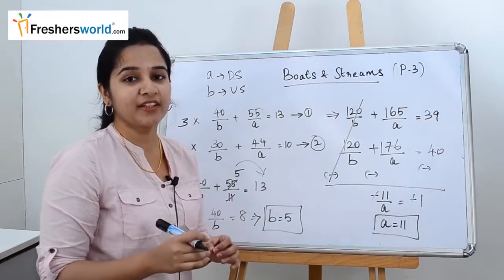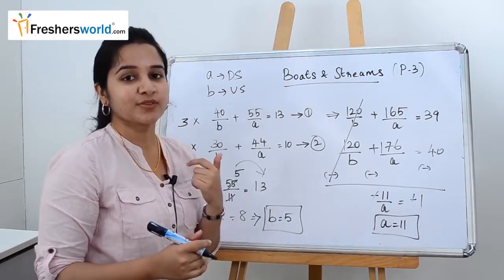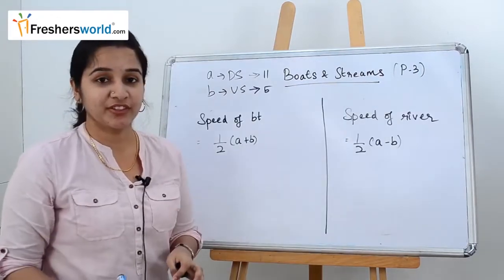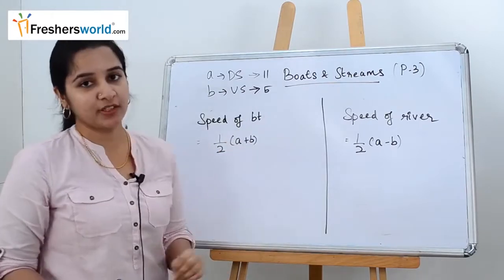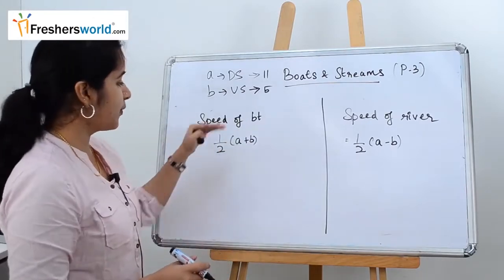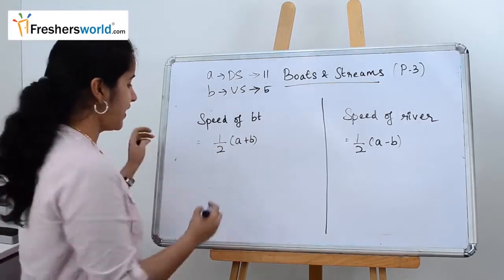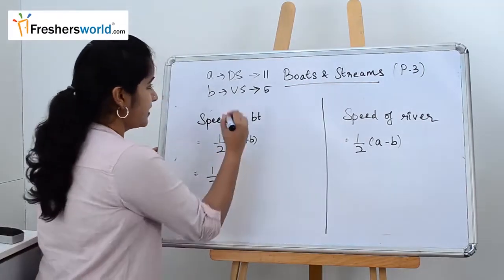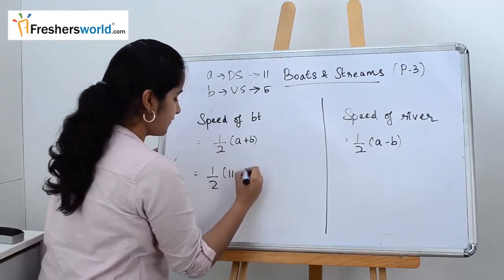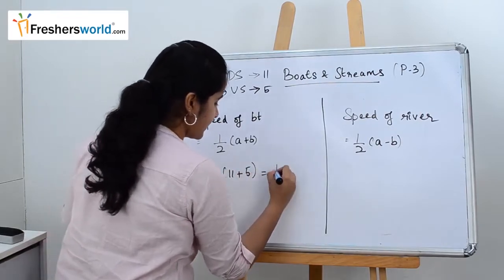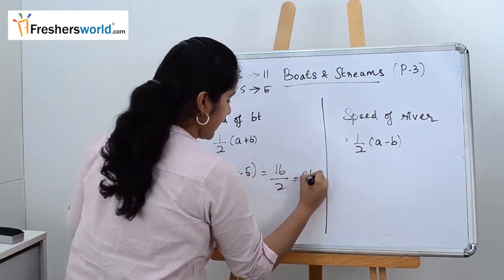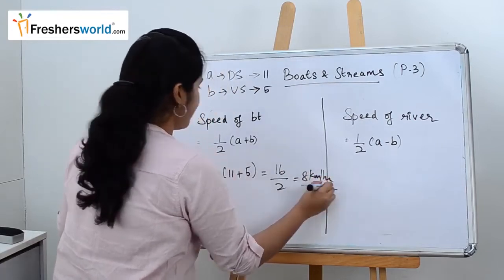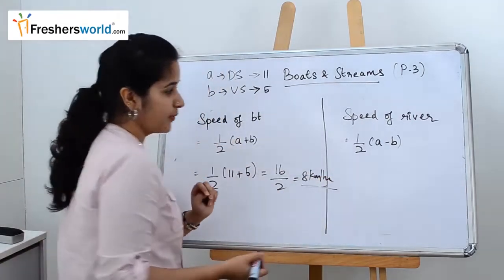So now we have to find the speed of the boat as well as the speed of the river. As per the question, we have to find the speed of the boat and the speed of the river. We already knew the formula. Speed of the boat is half (a plus b). Now we know the values of a and b. So half of a, which is 11, plus b, which is 5. So 11 plus 5 is 16. 16 by 2 is 8 kilometers per hour. So the speed of the boat is 8 kilometers per hour.